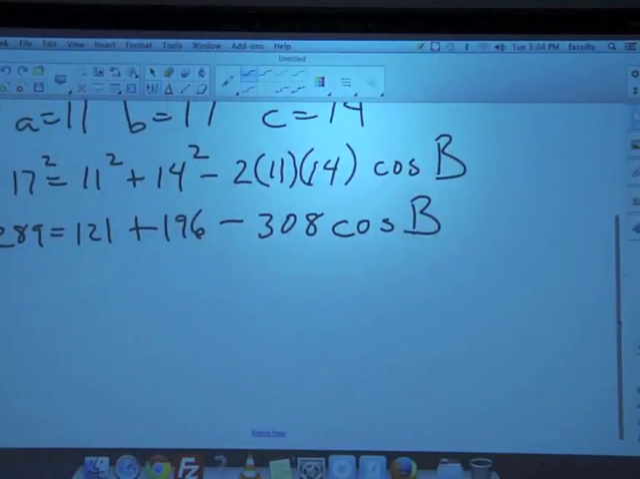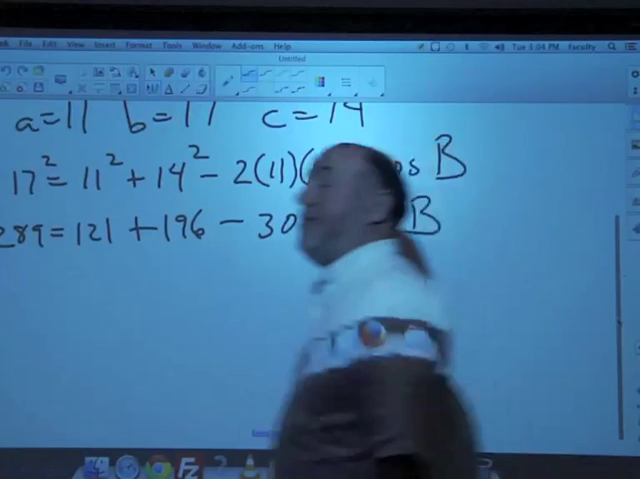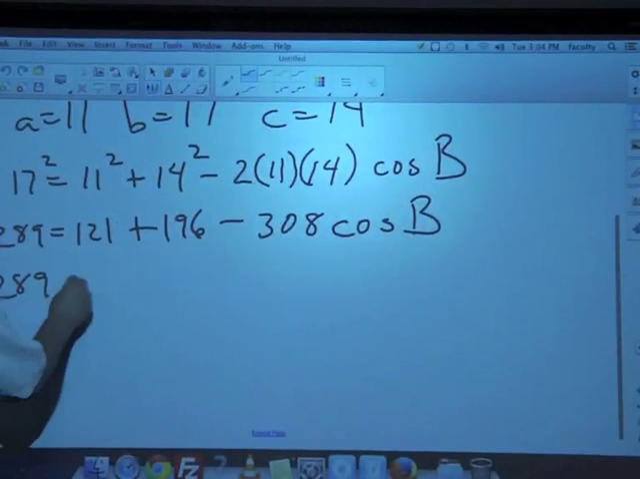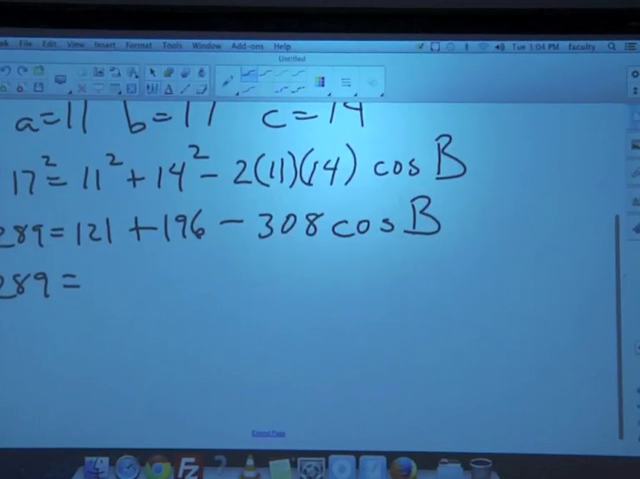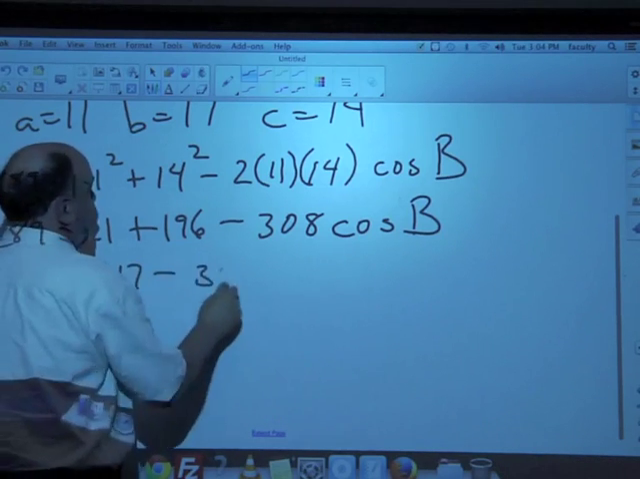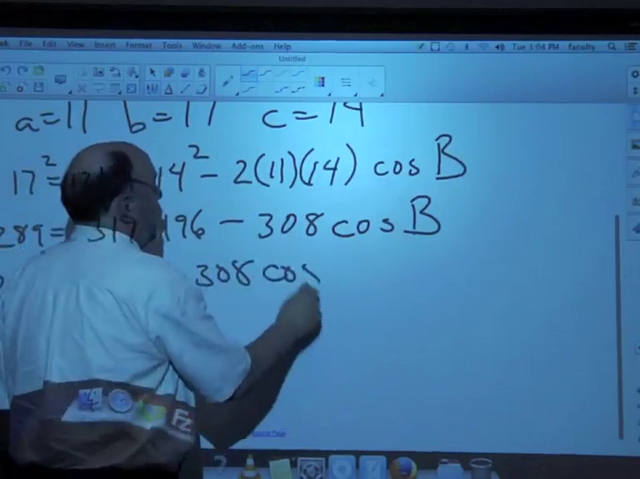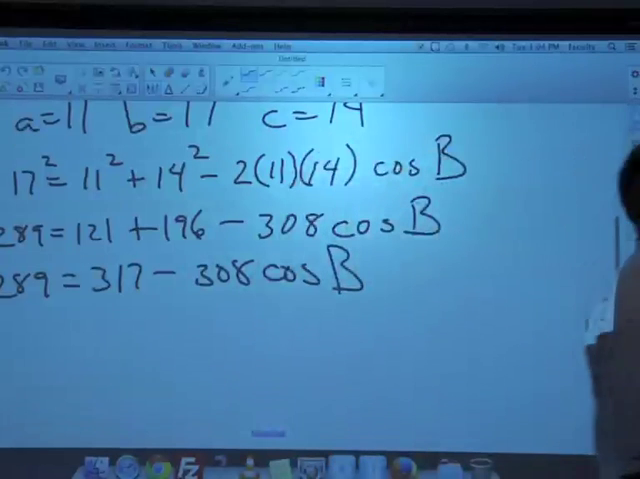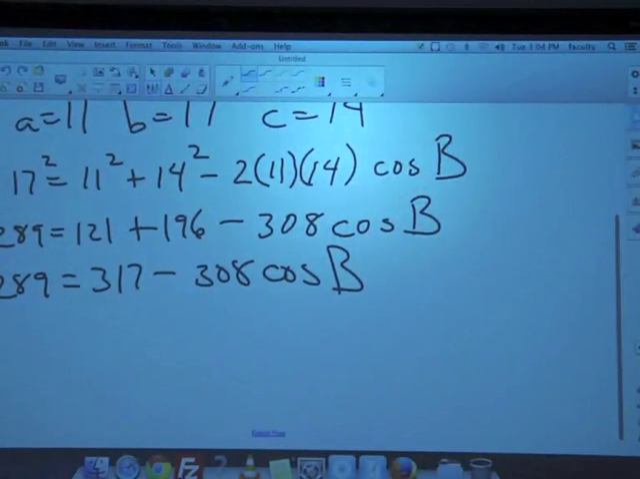Well, what is 121 plus 196? 317. So this will be 317 minus 308 cosine of B, right? Okay. All right. What's the next step?